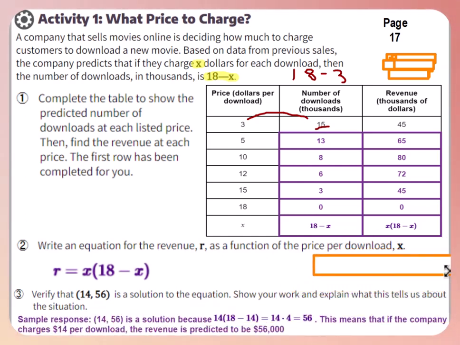Okay, so a sample response. We have 14, 56. 14 is your x, 56 is your y. Now, we're going to verify that because we're going to put 14 for x. So there's an x here and 14 for x here. Where does that y go? Where does the 56 go? The y always is your output, so it's going to go where the revenue is. So 56 should equal 14 times 18 minus 14.